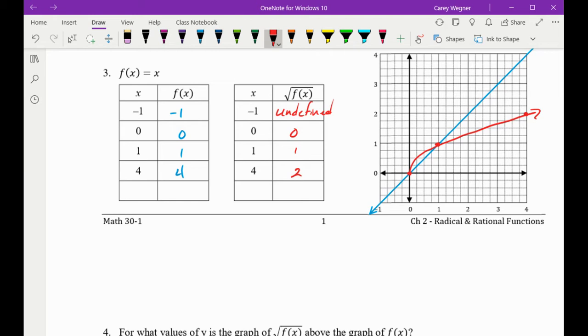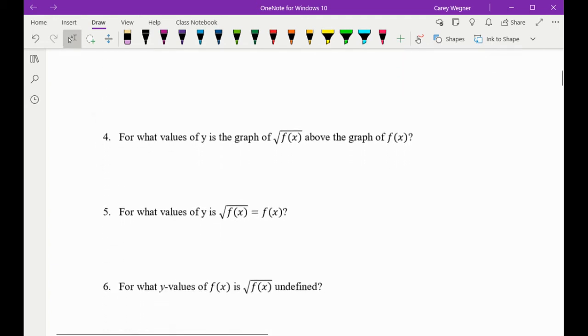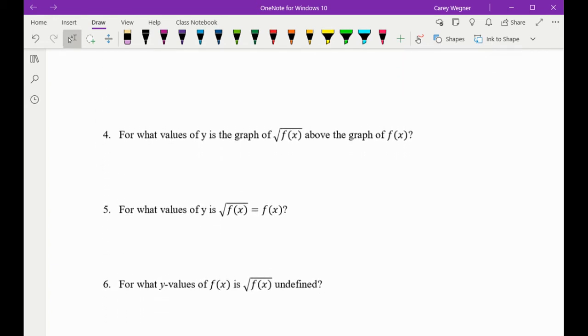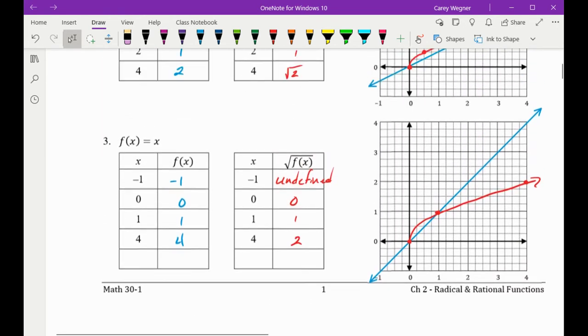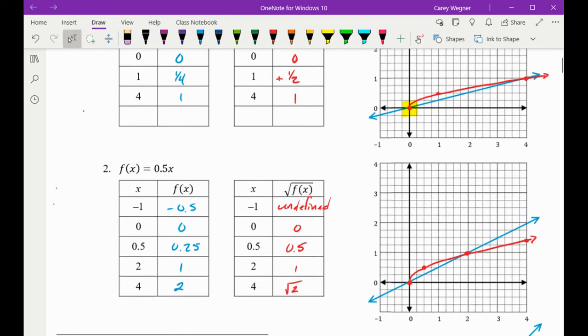Let's look at the next questions. Number 4, for what values of y is the graph of the square root above the graph of the original function? Well, as I look at all three of these, we're asking about values of y.